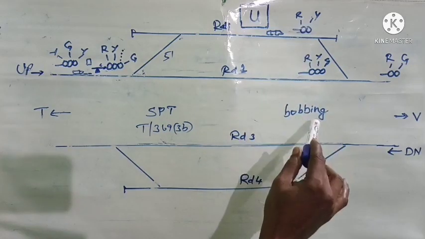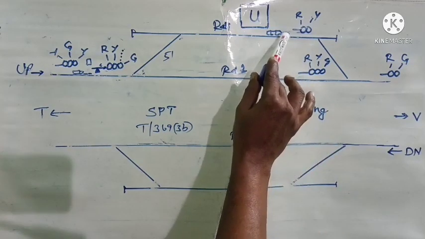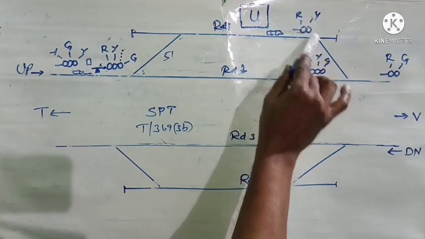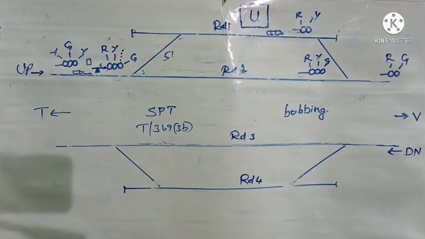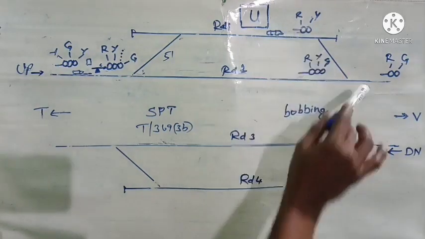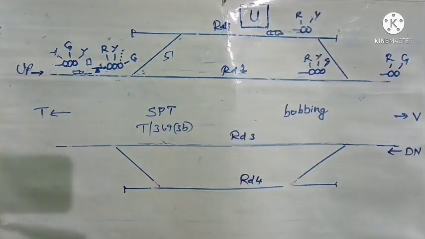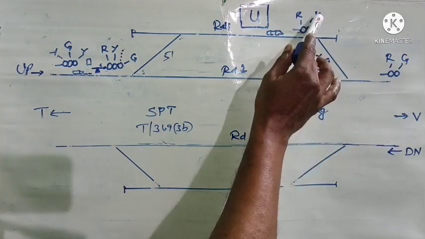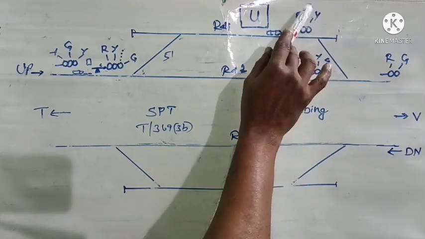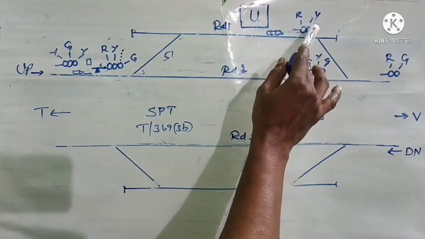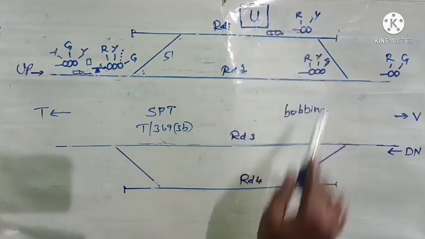When the signal is either bobbing or flickering, the loco pilot must wait here for 60 seconds to get a steady aspect. Suppose within 60 seconds he gets a steady yellow aspect, he can obey it and proceed. Suppose the signal has been taken off, so it must show yellow steady, but it is not showing yellow steady, it is still flickering. Even after 60 seconds the signal is flickering, it should be treated as failed.